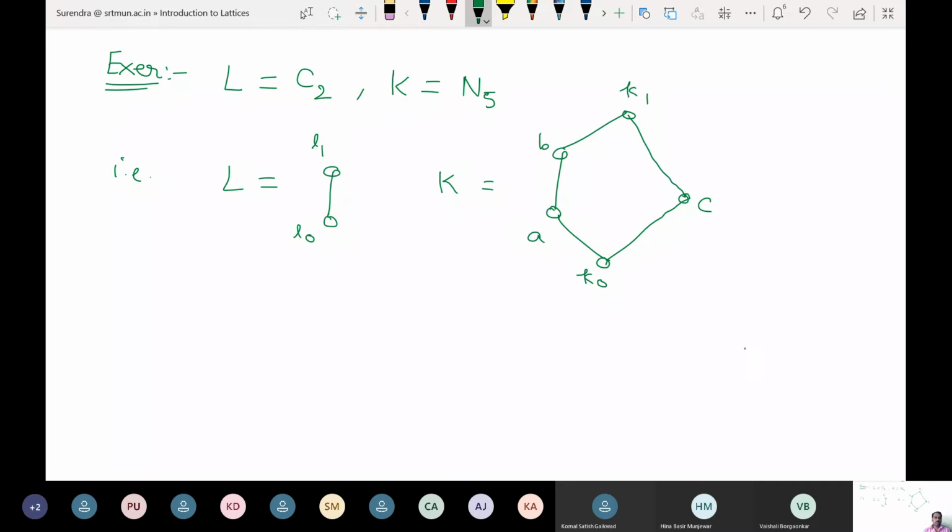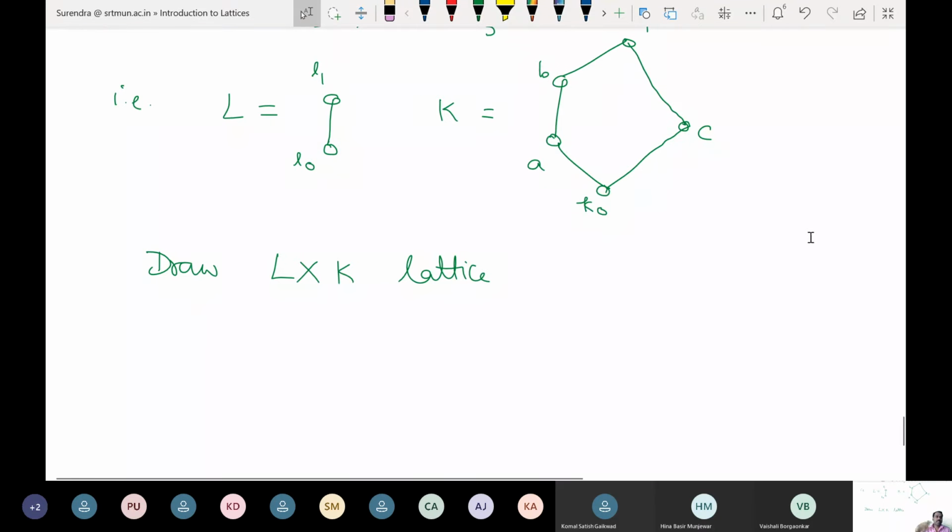A, B, C. So your exercise is to draw L cross K. What is this lattice? How does it look? How many elements will it have? Because here you have 2 and you have 5 here, L cross K contains 10 elements. Are you following? It will have 10 pairs, right? So you try to plot those 10 points and draw the lines wherever one covers another. Is the exercise clear?